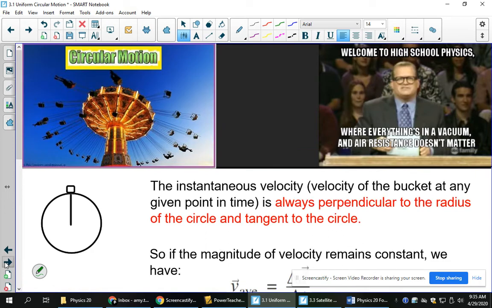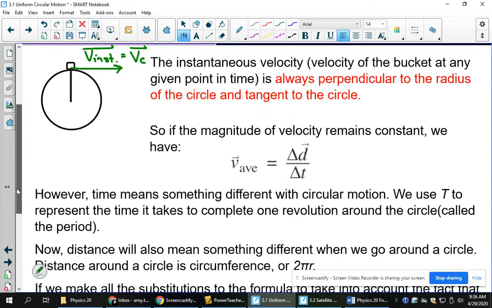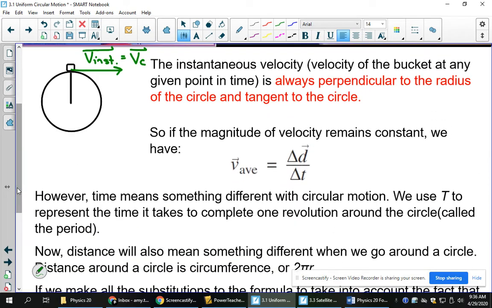All right, so instantaneous velocity at any given point in time is perpendicular to the radius, like we just saw with that 90-degree angle. Another way of saying this is tangent to the circle. So this would be the instantaneous velocity. Since it's in a circle, on our formula sheet we call this velocity in a circle. If the magnitude remains constant, then we don't have any acceleration. Again, uniform motion, no acceleration.